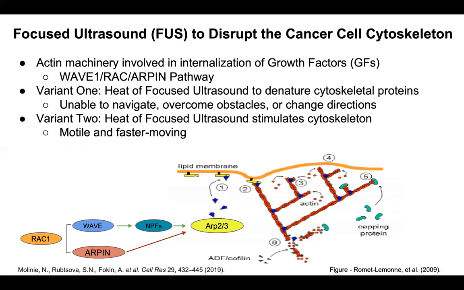The second variant was that the heat of focused ultrasound might actually stimulate the cytoskeleton and produce motile and faster moving cells, which would, of course, be clinically relevant, because then HIFU treatment would have to be administered directly after LOFU treatment to minimize the risk of metastasis and the metastatic potential of these cells, since LOFU treatment has been shown to be essential in immunomodulation to actually help the body fight against the cancer through the immune system. So therefore, LOFU is important, but if this were true, HIFU would have to be administered directly after to avoid adverse effects to the patients.